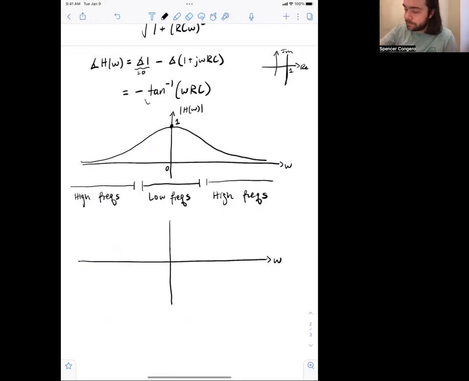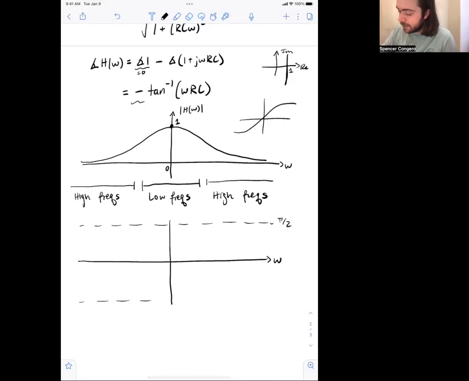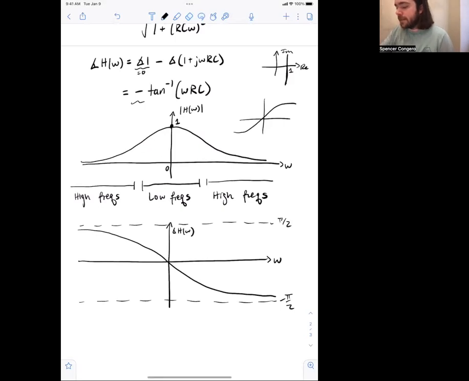So what does this look like? Well, what does the inverse tangent look like first of all? It looks something like this. If I have negative inverse tangent, it's just that flipped, where I have these asymptotes at pi over 2 and negative pi over 2. Again, not a big deal if we get it exact, it's just generally something like that. This is the angle of h of omega. I'll put it up here.